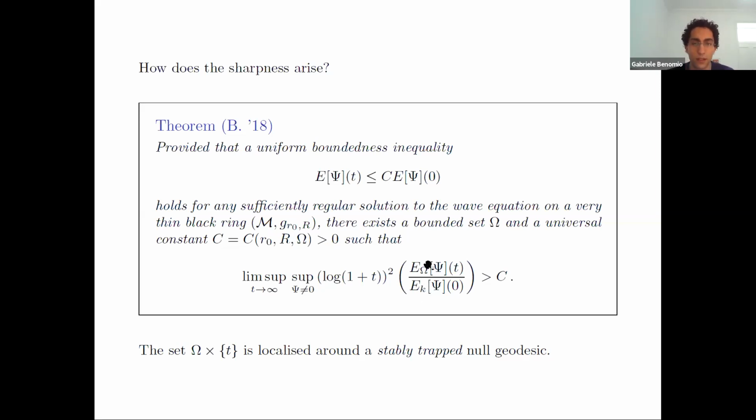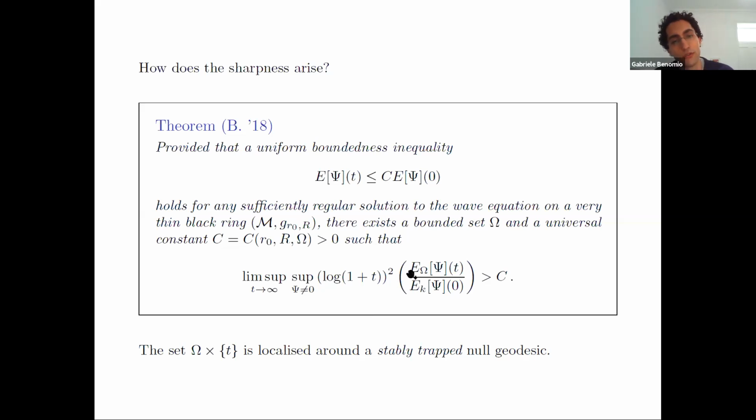Here we have a quotient with the local energy at time t over the higher order energy at time t equal to zero, multiplied by log t squared, and one takes the supremum over all non-trivial solutions to the wave equation, and the lim sup as t goes to infinity. The claim is that this limit is bounded below by a universal constant C, which is independent of time. The set for which this inequality holds should be thought of as localized around a stable trapped null geodesic.